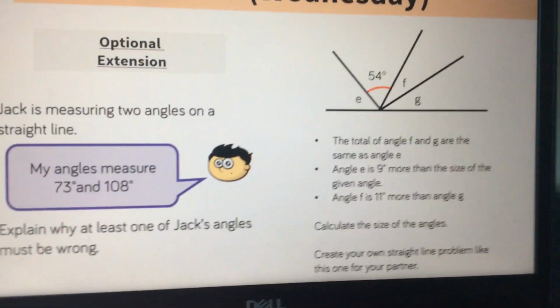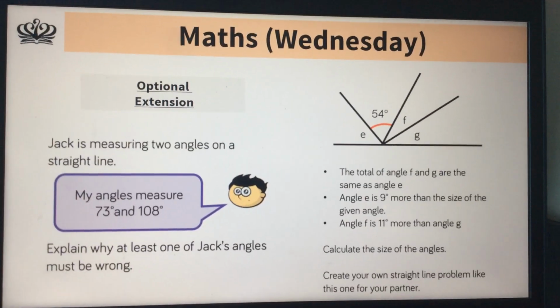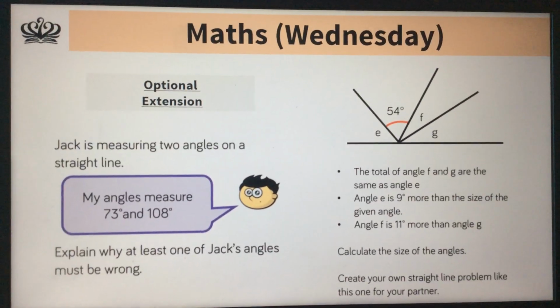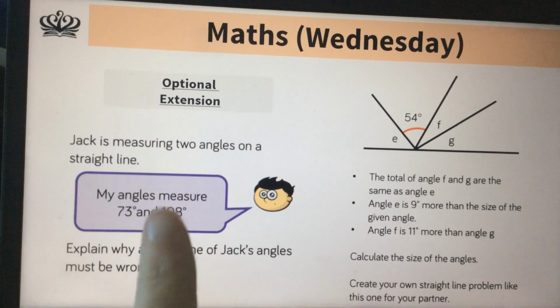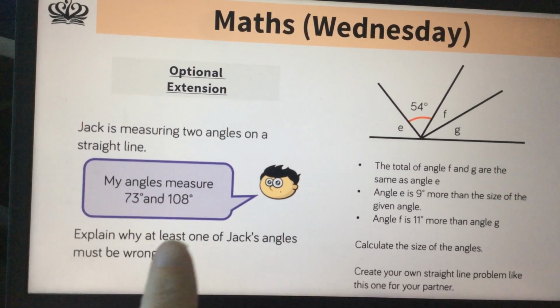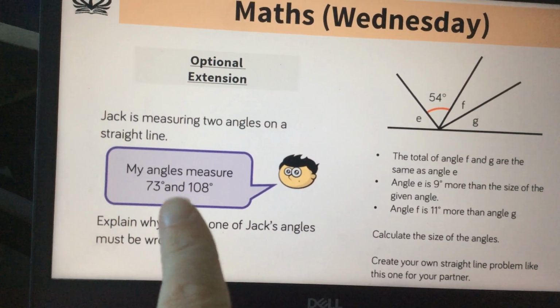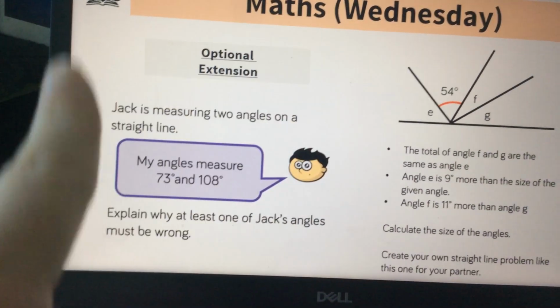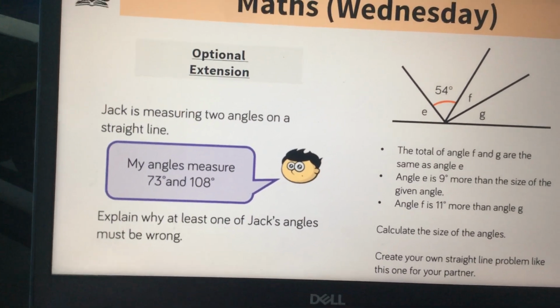There are two optional extensions, so you don't have to do these, but this is a really good way of applying what you've learnt, so really testing how well you understand it. We've got two questions. The first one is Jack. He's giving you some information and you've got to explain why he's wrong. So he's telling you something which is not right. So read through all the information, spot what he's done wrong.